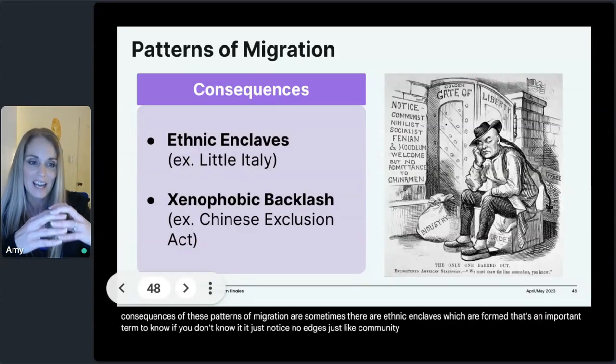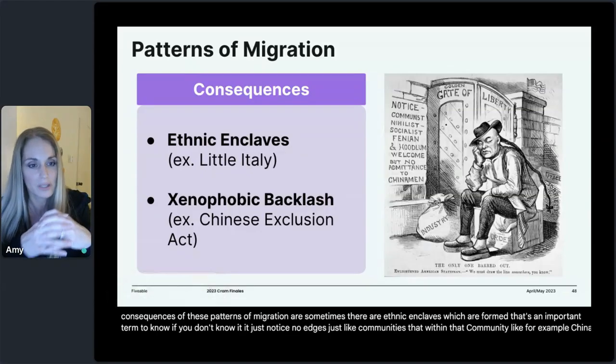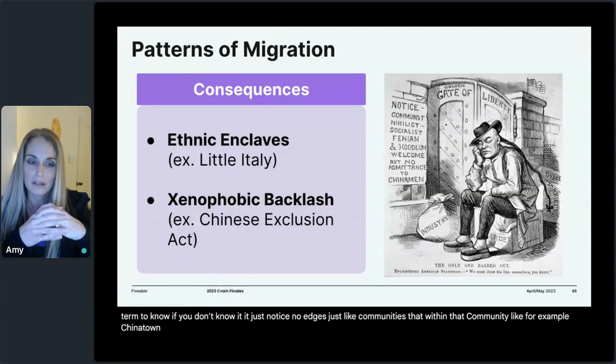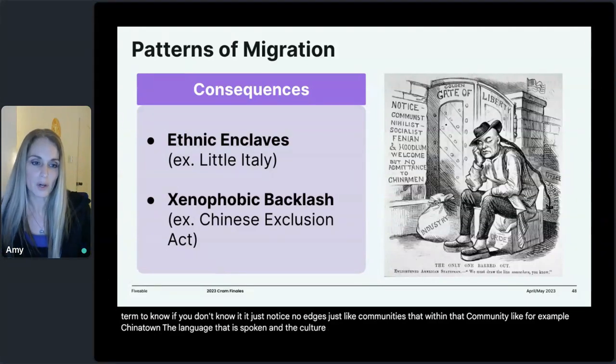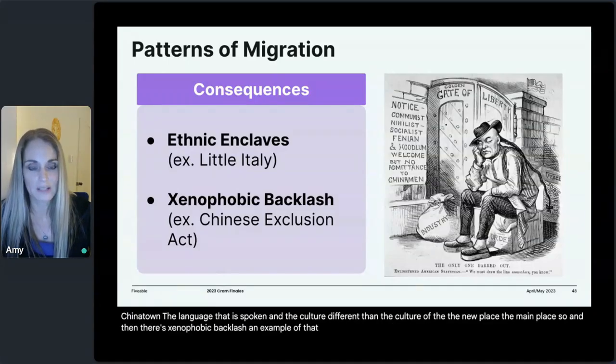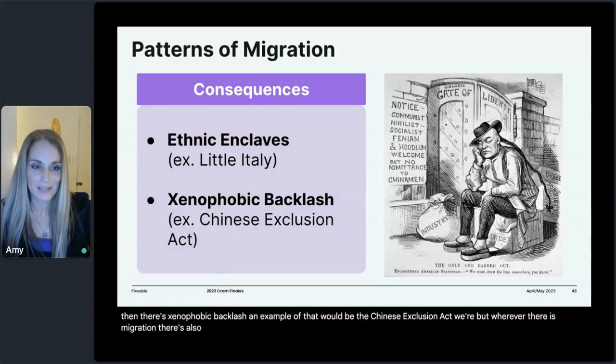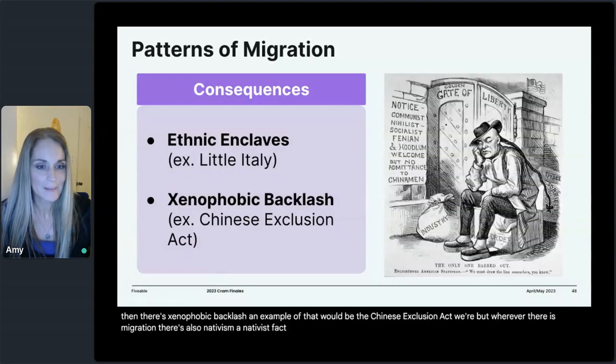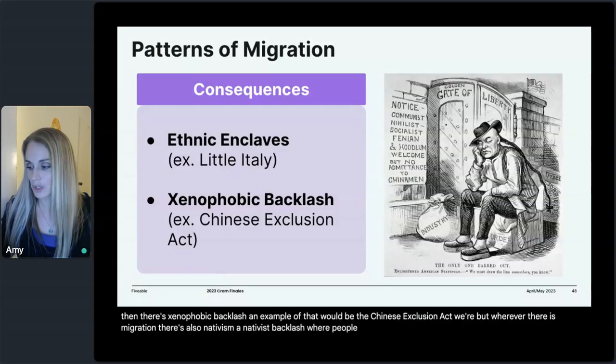They're just communities within which, for example, in Chinatown or Little Italy, the language that is spoken and the culture are different than the culture of the new place, the main place. And then there's xenophobic backlash. An example of that would be the Chinese Exclusion Act. Wherever there is migration, there is also nativism, a nativist backlash where people reject immigration and push back against it.